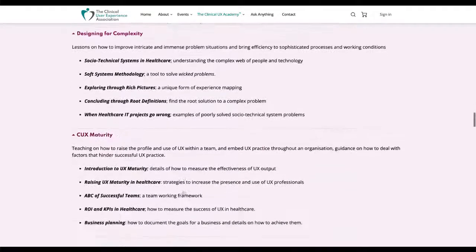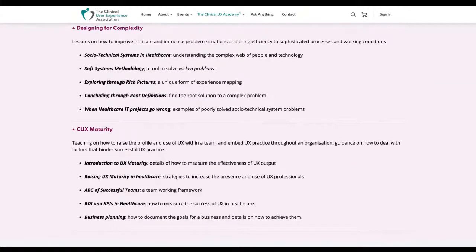And the last area is that UX maturity piece, where it's the realities of working in organizations that don't really understand UX, aren't taking it seriously, aren't funding it properly. How do you actually still then develop a UX capability and make it effective?